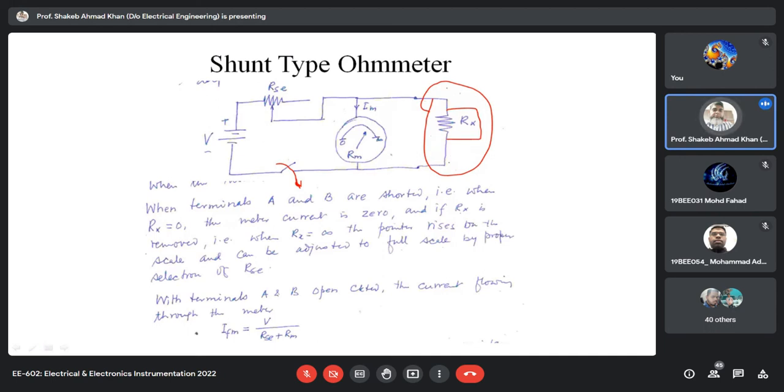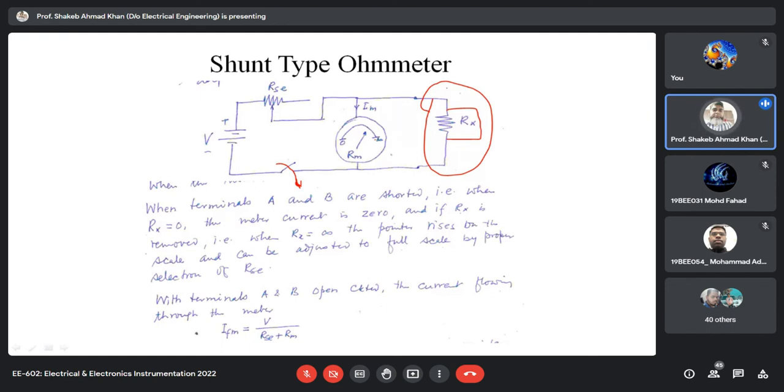Most of the current will flow through the shorted terminal, है ना, because your meter is shorted through the short circuit. So the most of the current will flow this way. So the minimum or zero current will flow. So now in this case, when Rx is zero, then your deflection is also zero, because no current will flow through the meter. And when Rx is infinite, when it is open, then all the current will flow through the meter, so it will give you full scale deflection. So in this case, design is very simple.